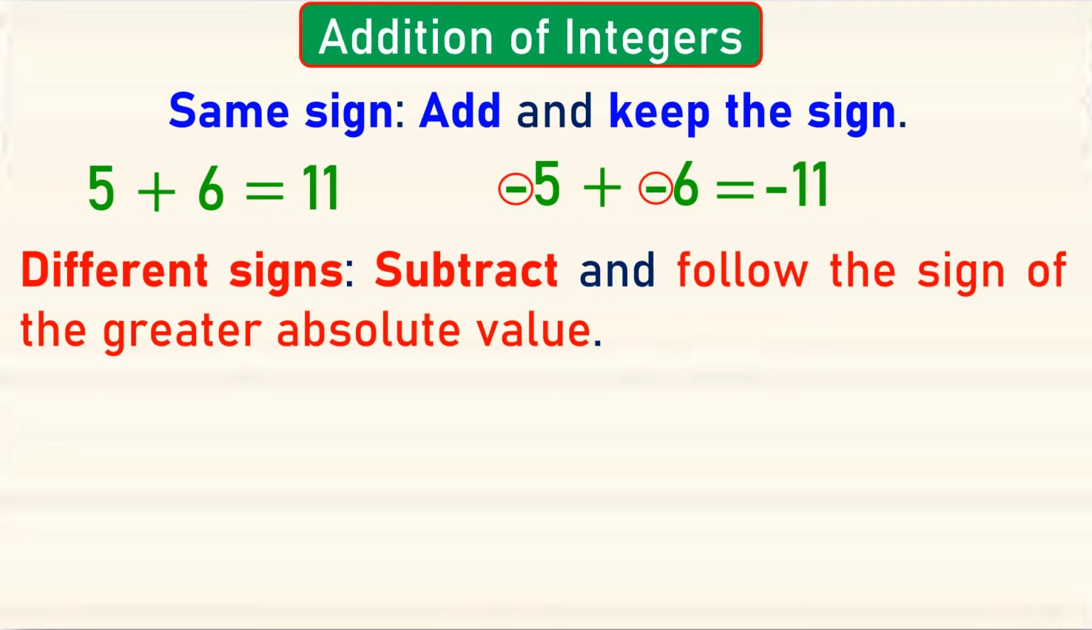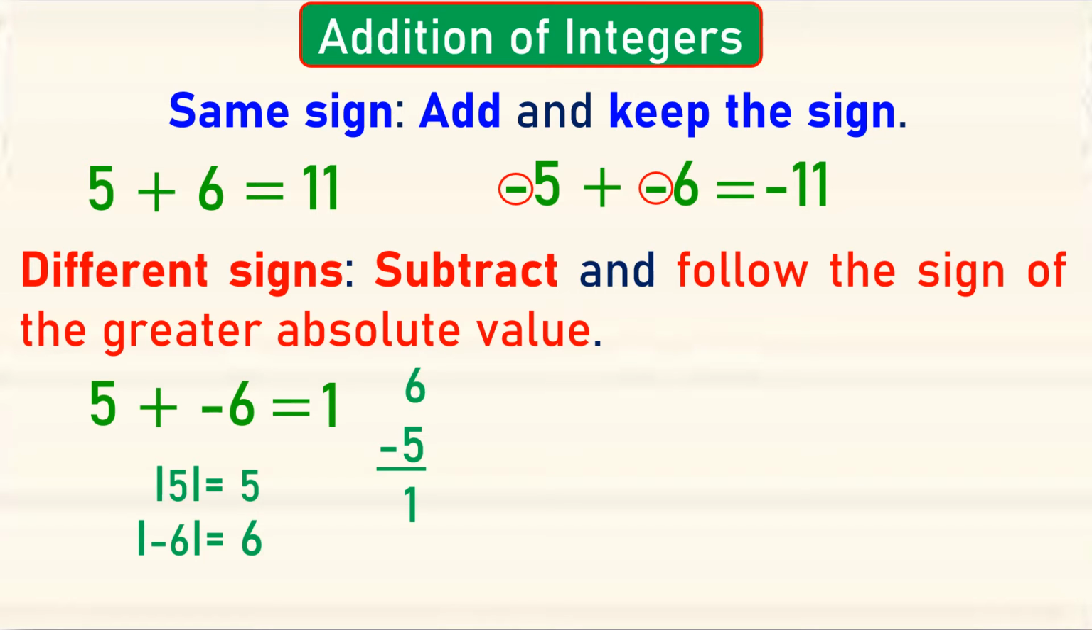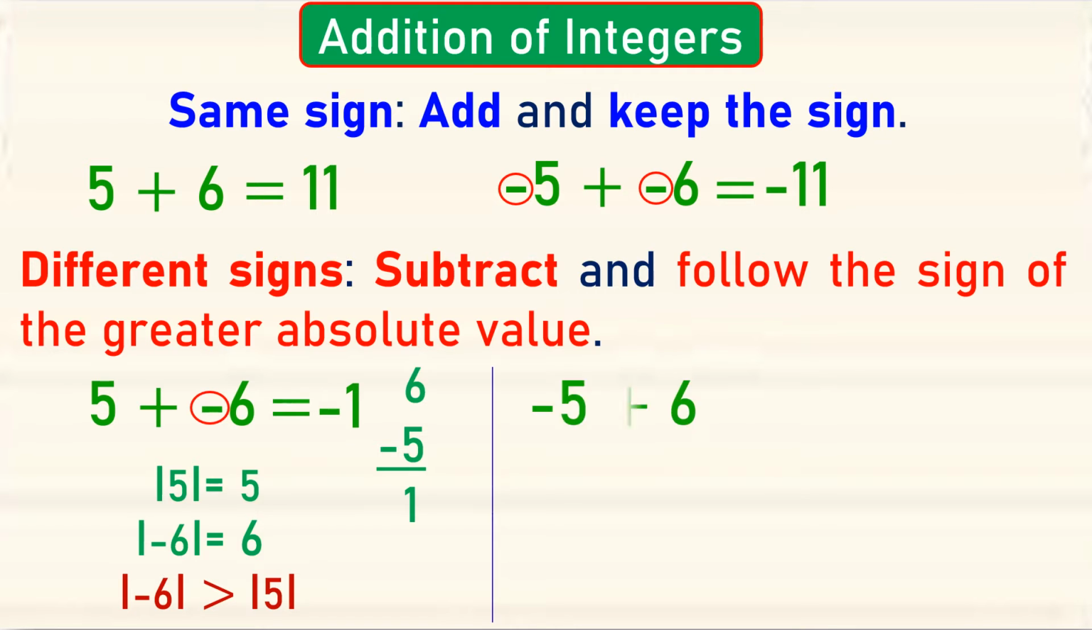Then for different signs, we are going to subtract and follow the sign of the greater absolute value. So if one is positive and one is negative, we are going to subtract. 6 minus 5 is equal to 1, but 1 is not yet the final answer because we are going to compare the absolute value of 5 and the absolute value of negative 6. Since the absolute value of negative 6 is greater than the absolute value of 5, we are going to follow the sign of negative 6, so the final answer is negative 1.